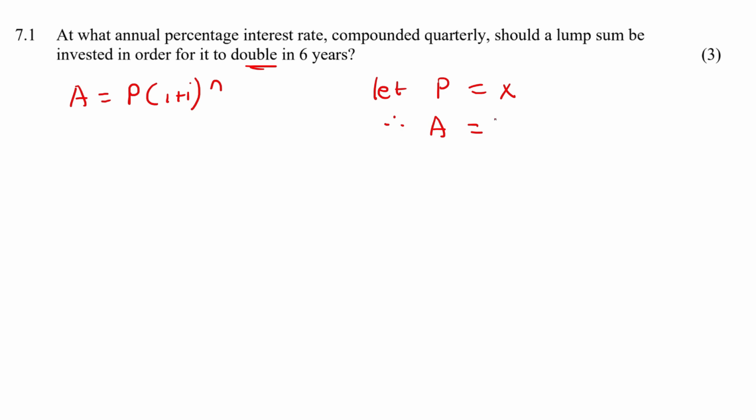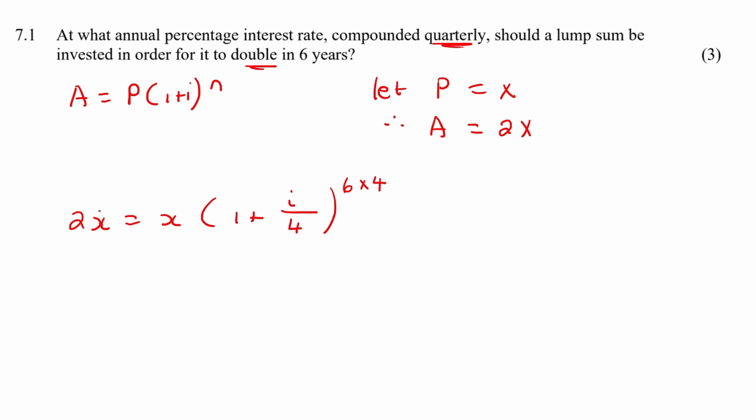So if P is your starting amount and you want to double that, then A would be 2x. So now we can say 2x equals x times (1 plus i). Now, at what annual percentage interest rate? We don't know. It's compounded quarterly, and it's 6 years, so that would be 6 times 4.